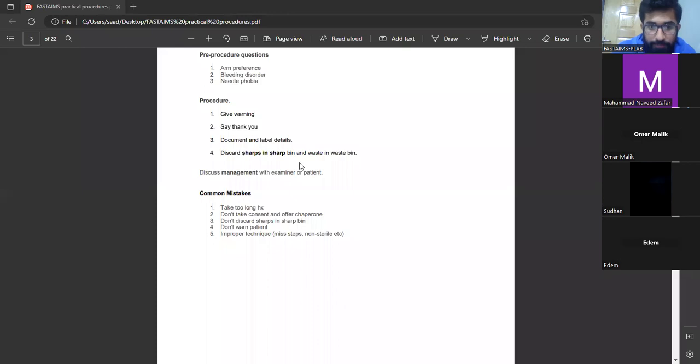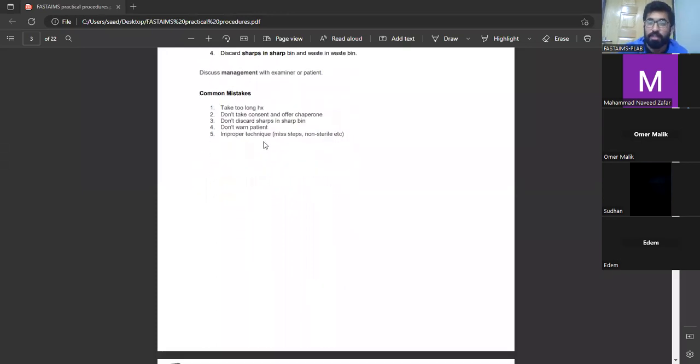So I have written here some of the common mistakes that people make while performing these procedures. They take too long a history. If the question says there is a patient who is 30 years old and he's here with shortness of breath, explain and take an ABG sample, then your task is just to explain what ABG is and what you are going to do now. You are going to take a sample. The history has been taken by some other doctor. So your task is to do the procedure.